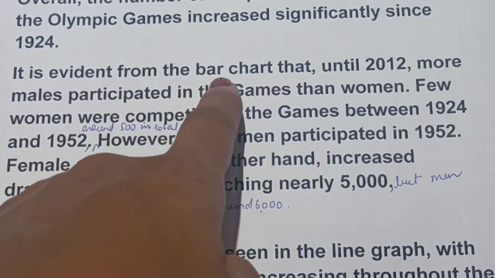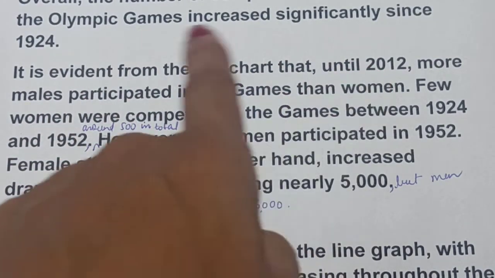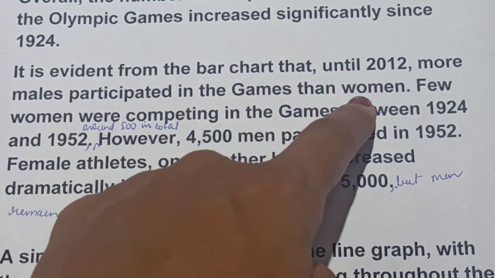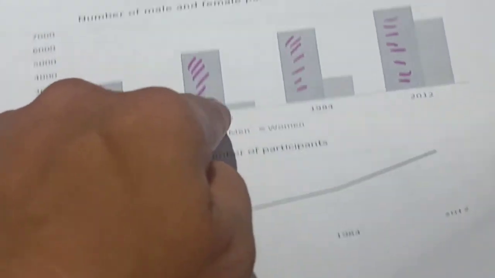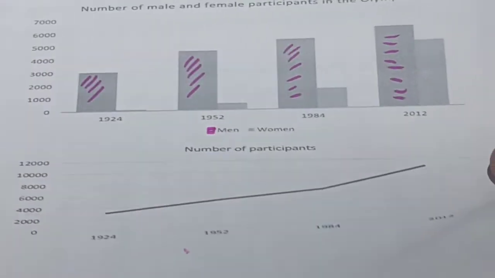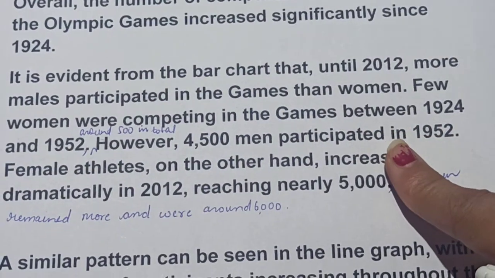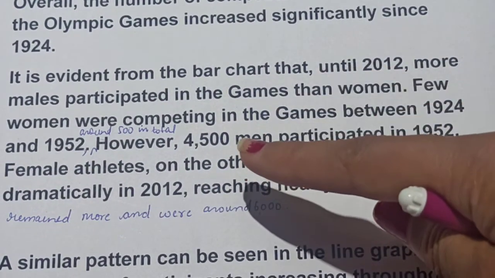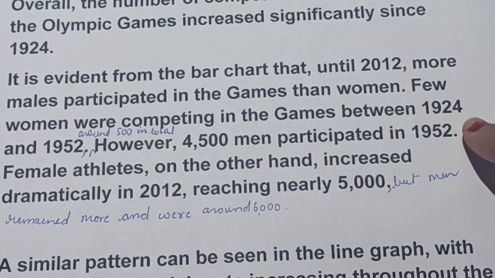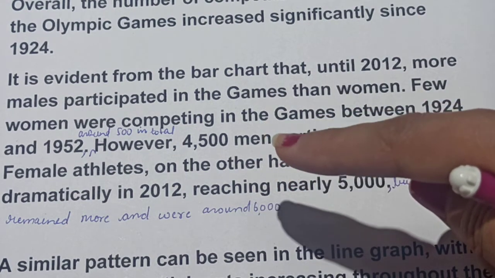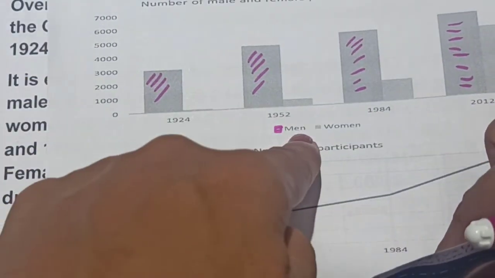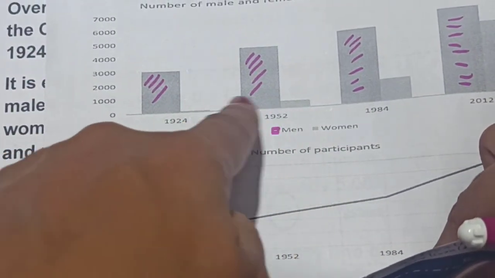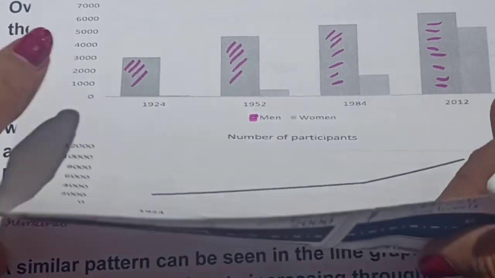Now it is evident from the bar chart that until 2012, more males participated in the games than women. So we can see until 2012 more males participated in the games than females. Few women were competing in the games between 1924 and 1952, around 500 in total. So if we talk about both these years, 1924 and 1952, around 500 participated in the Olympics.